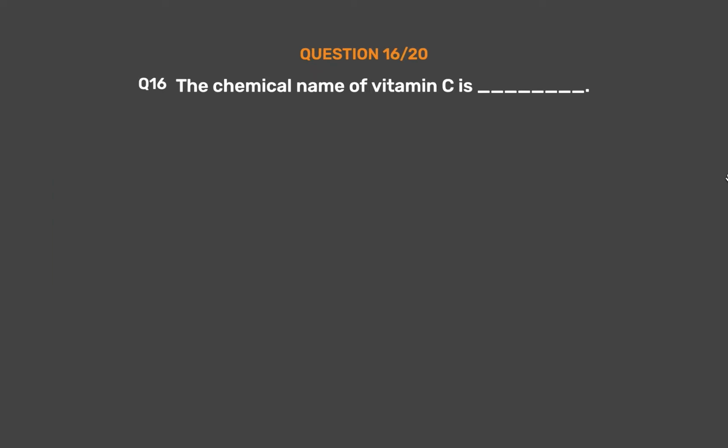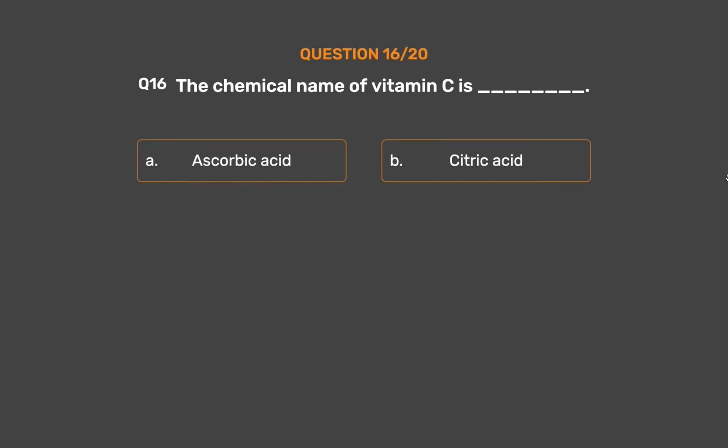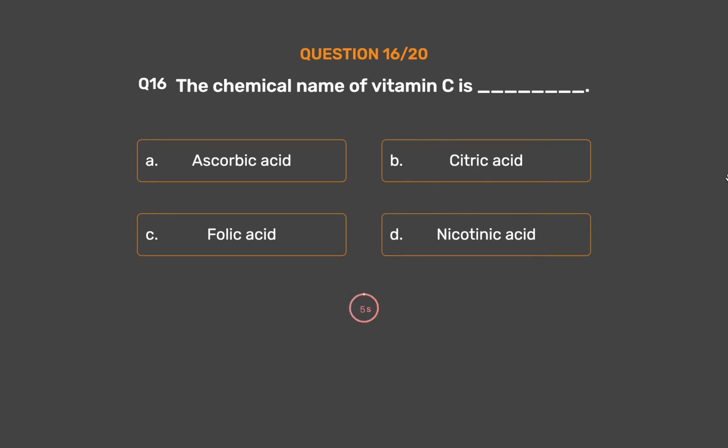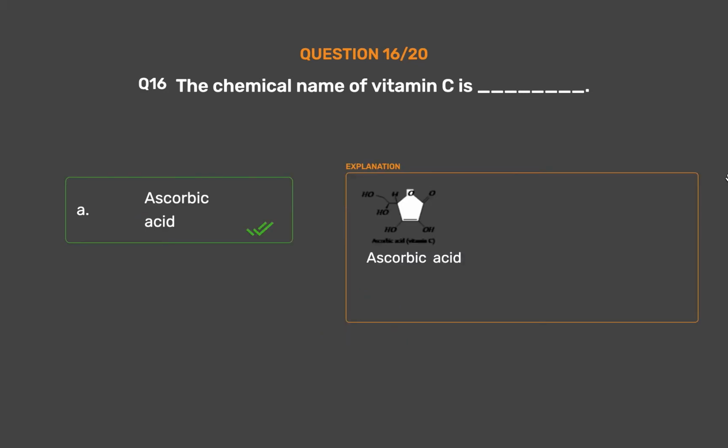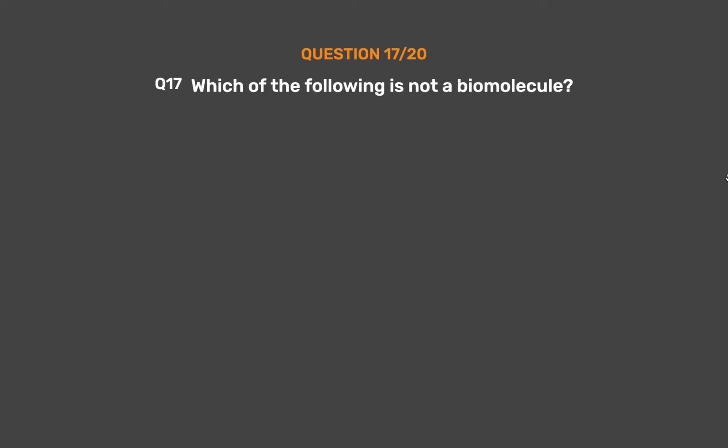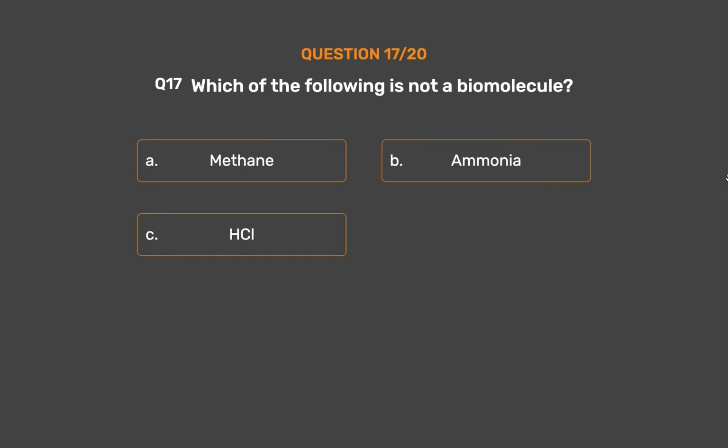Question number 16. The chemical name of vitamin C is _. Option A. Ascorbic acid. Option B. Citric acid. Option C. Folic acid. Option D. Nicotinic acid. The correct answer is option A. Ascorbic acid. Question number 17. Which of the following is not a biomolecule? Option A. Methane. Option B. Ammonia. Option C. HCl. Option D. None of them.